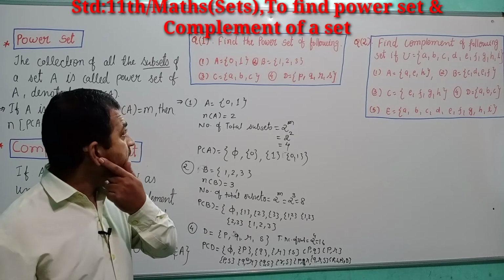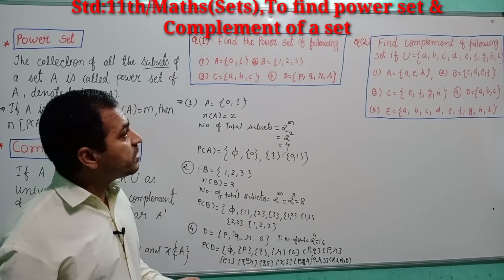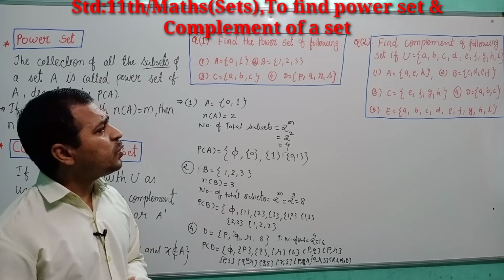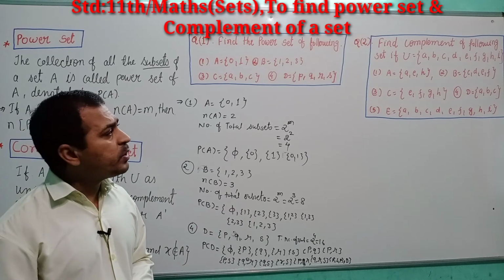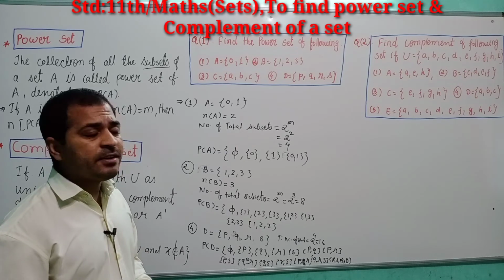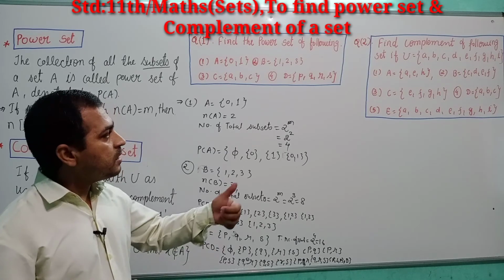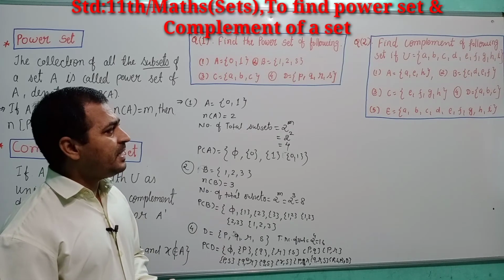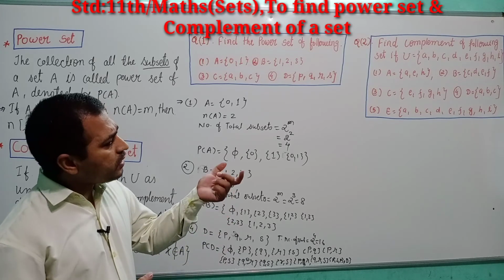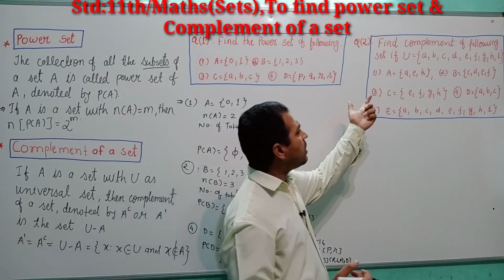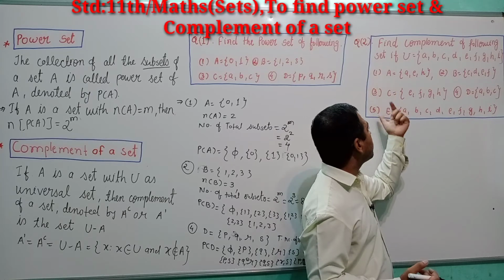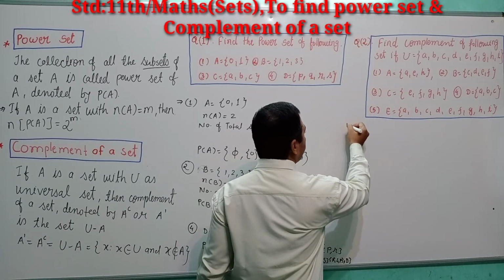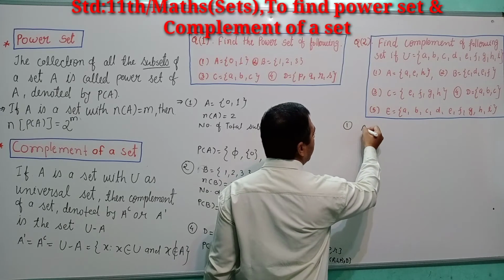Okay. Now, students, moving to the second question. This question is based on the complement of a set. Right, students? Here the set U is given. The elements of set U are A, B, C, D, E, F, G, H, I, and the respective sets are A, B, C, D up to E. Here you will have to find the complement of all these sets, from question number 1 to question number 5.